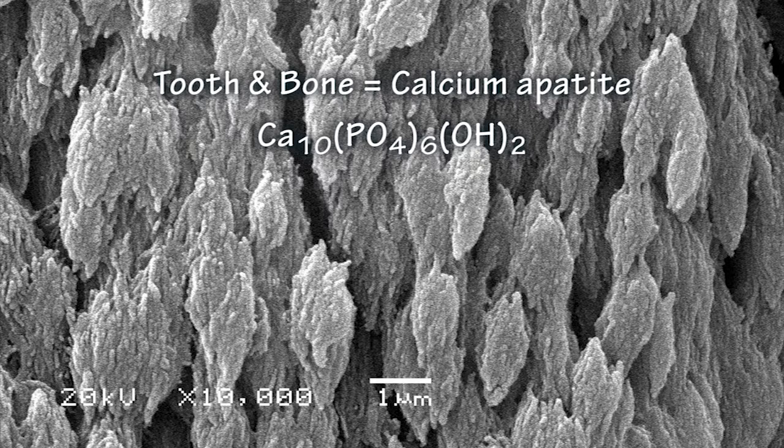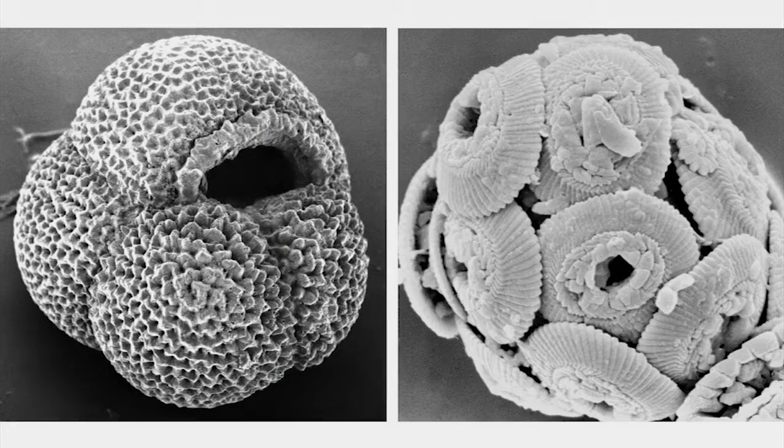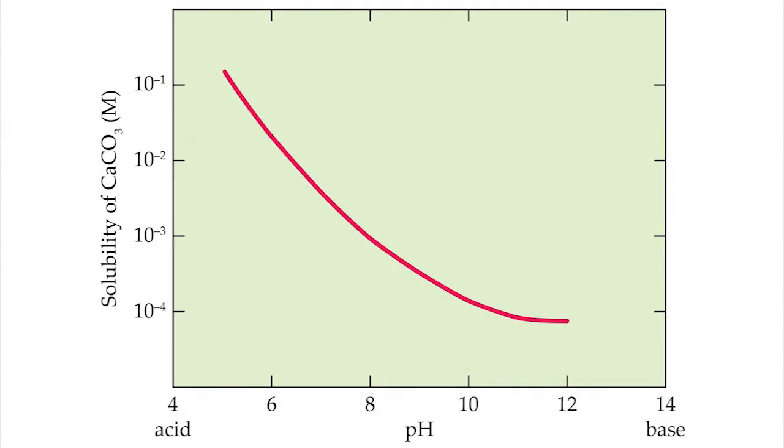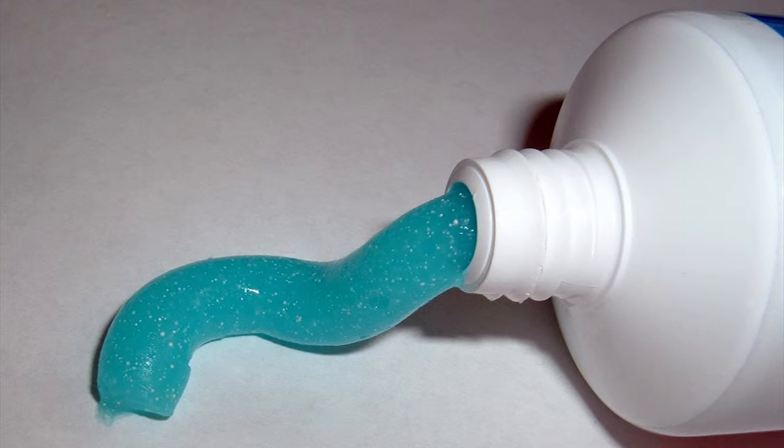Tooth and bone of vertebrate animals are composed primarily of calcium phosphate in hydroxyapatite crystals. Shells of animals with exoskeletons are composed primarily of calcium carbonate crystals. These calcium compounds become more soluble at acid pHs. To maintain the structural integrity of calcium compounds is one reason that toothpaste, blood, and seawater have alkaline pHs.